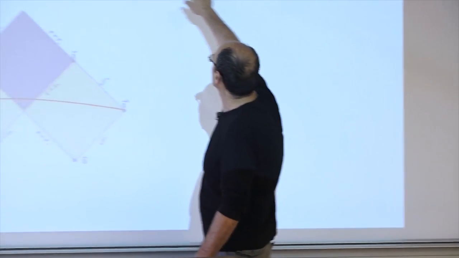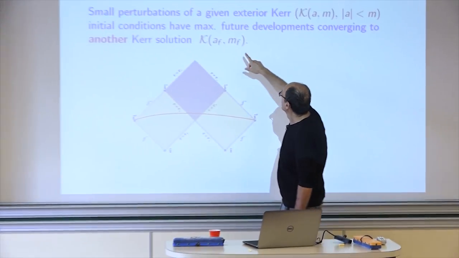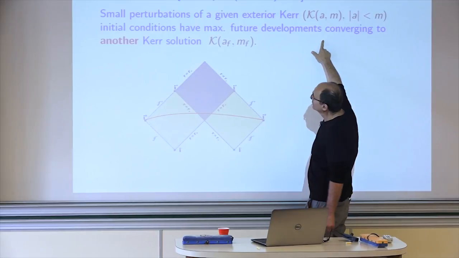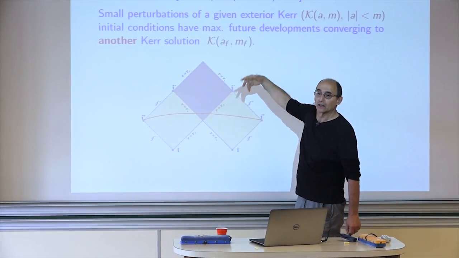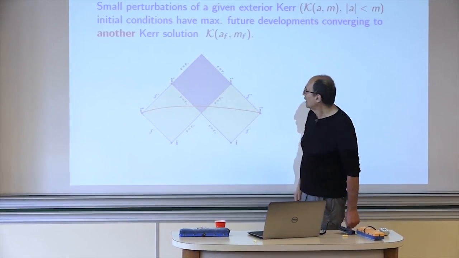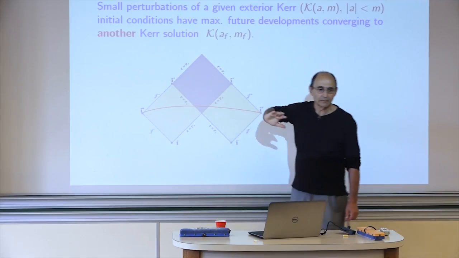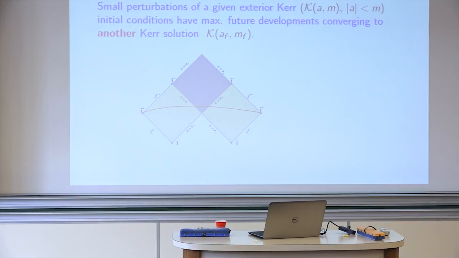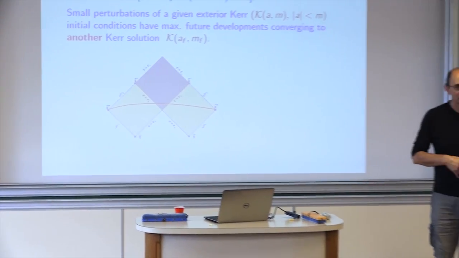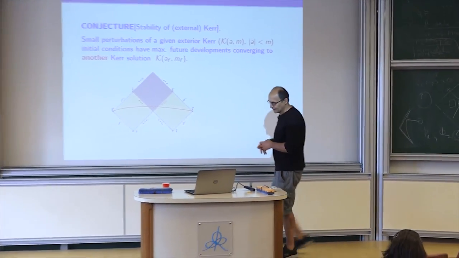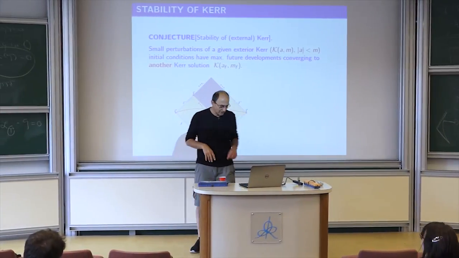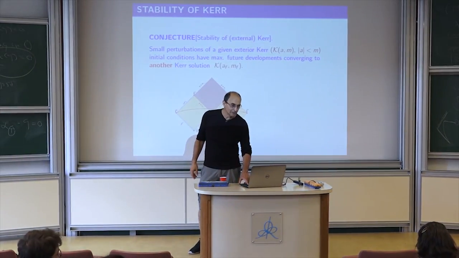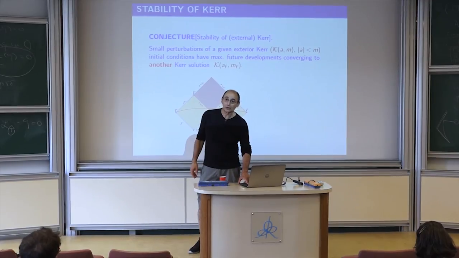Okay, so this is what it says. Small perturbations of a given exterior Kerr solution have maximal future developments, which in fact converge to a Kerr solution, but not necessarily the one you started with. So this is very important. You don't necessarily go back to the same solution. It may be another solution, right? And that's what makes the problem hard. I mean, there are other things that make the problem hard, but this is one of the reasons why it's hard, okay? Because you don't know a priori where you would converge.